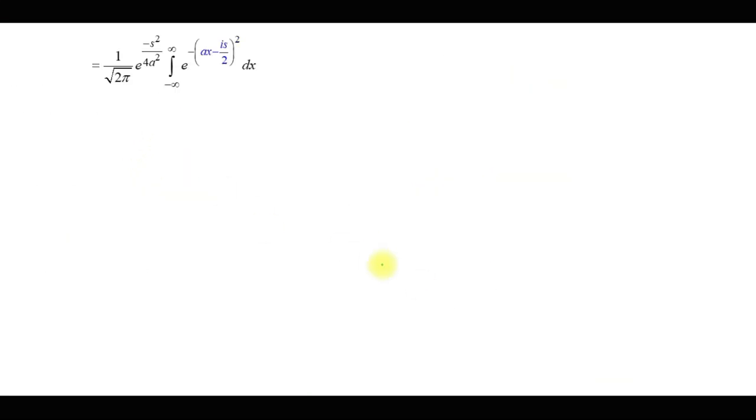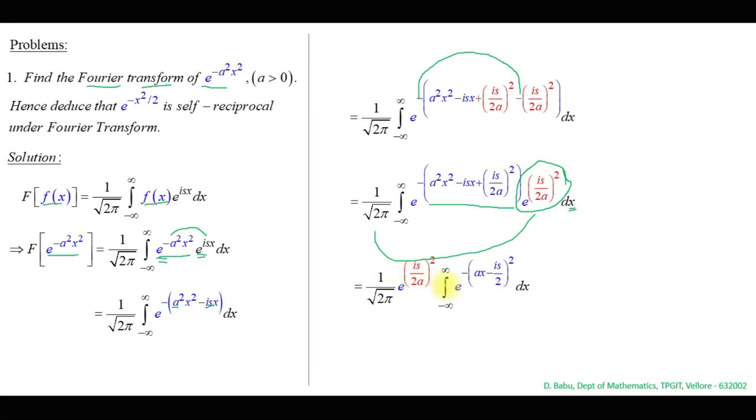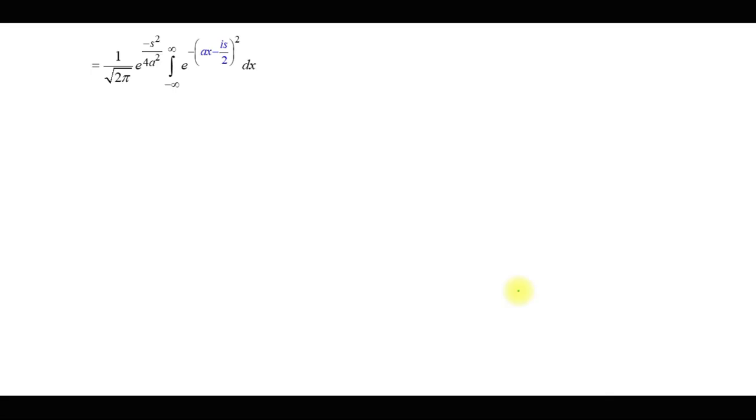So the limit is integration from minus infinity to plus infinity, e power minus (ax minus s by 2) whole square into dx. So now take ax minus s by 2 as y. So put y equal to ax minus s by 2.